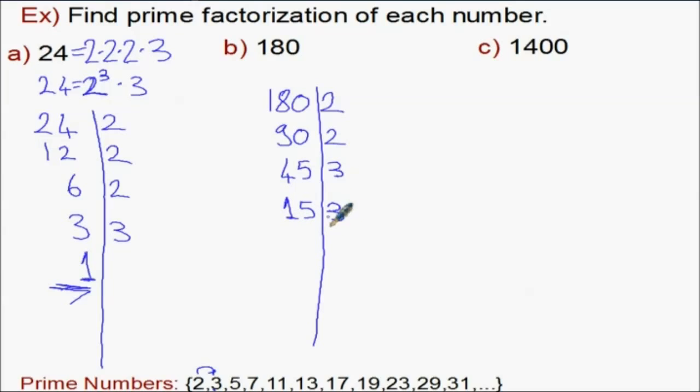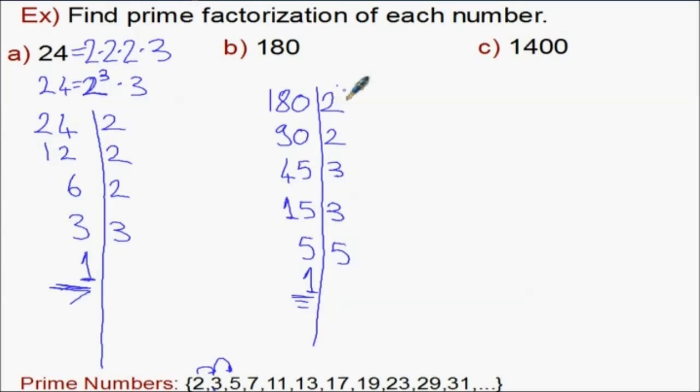So 15. Can I continue with 3 again? Yes, I can continue. I must continue with this number until I cannot. So 15 divided by 3 makes 5. Now, can I continue with 3? No, I cannot divide 5 by 3. So I check the next prime number. Can I continue with 5? Yes, I can. So 5 divided by 5 makes 1. Then you reach the 1, it is finished.